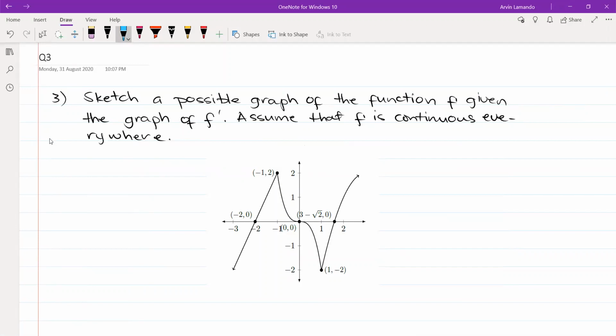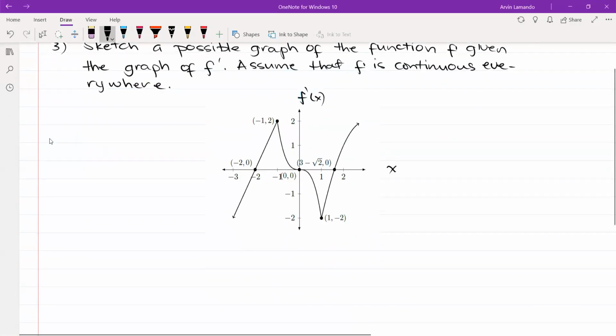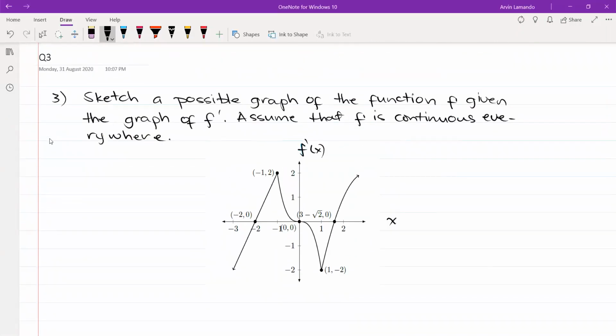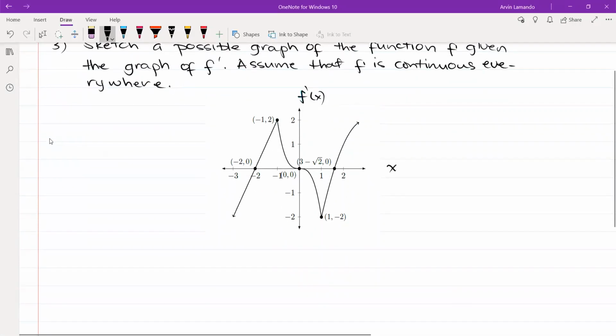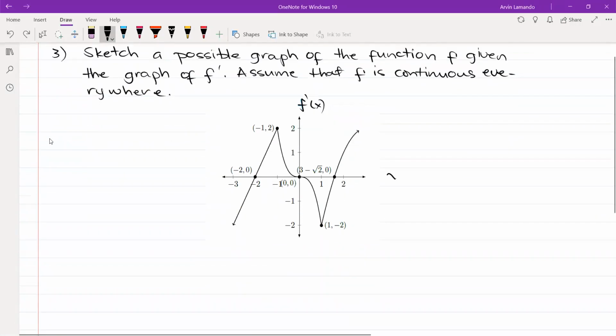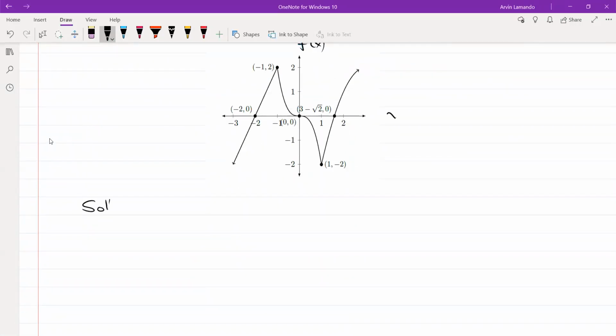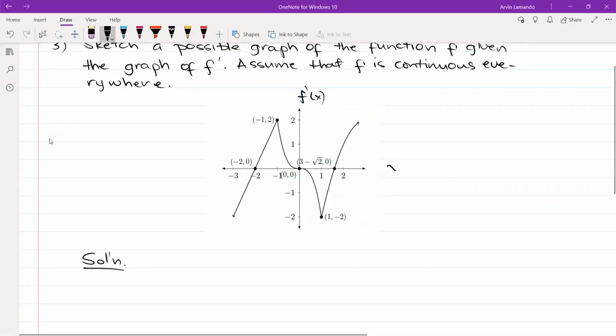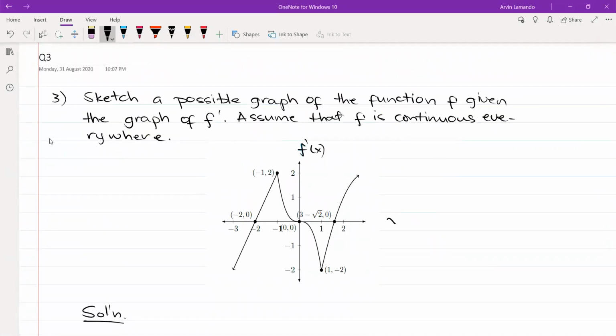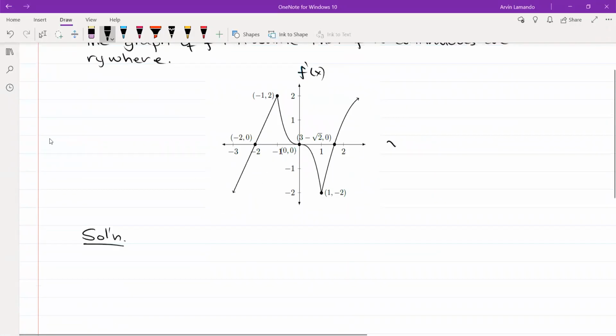So this is actually the graph of f prime. If you want a possible sketch of f, we should first take note of the critical numbers and the possible points of inflection of f.